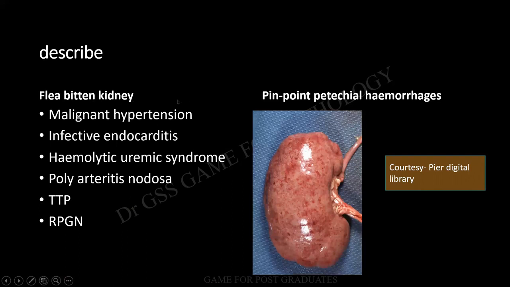Flea-bitten kidney is another one. Kindly remember what all the possible conditions are. The classical one is malignant hypertension. Endocarditis, quite rare. Hemolytic uremic syndrome. Polyarteritis nodosa. And TTP. Rapidly progressive glomerulonephritis. TTP is thrombotic thrombocytopenic purpura.